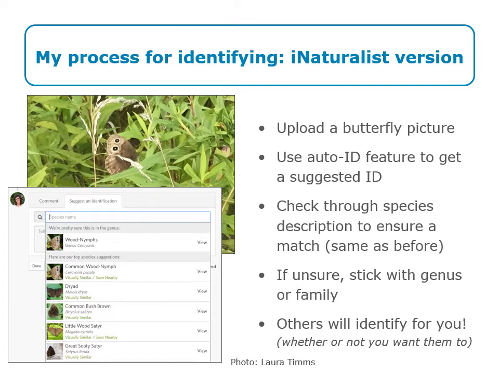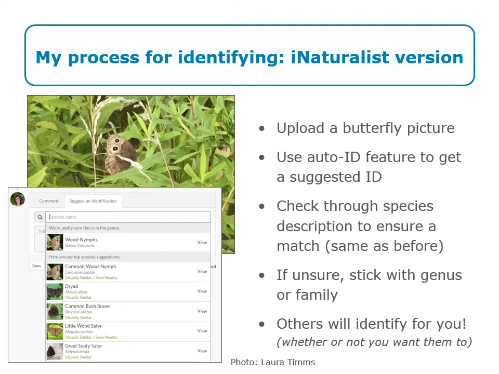I've shown in that little pop-up there that I'm uploading this picture of a butterfly, and it's suggesting to me that it's pretty sure it's a common wood nymph, and it's letting me know also that this species has been seen nearby, which is good to know. So I'm not identifying a butterfly that's actually from Asia. This is a butterfly that's been found in our area.